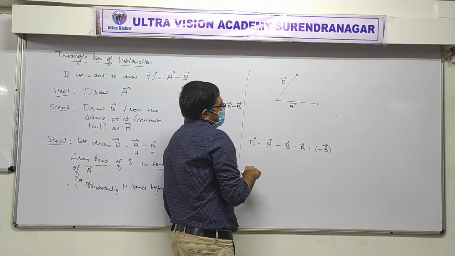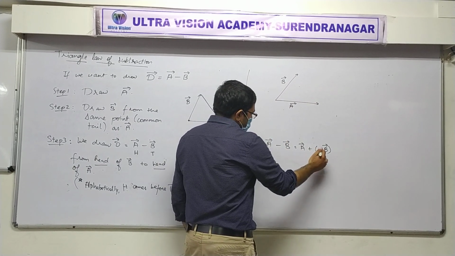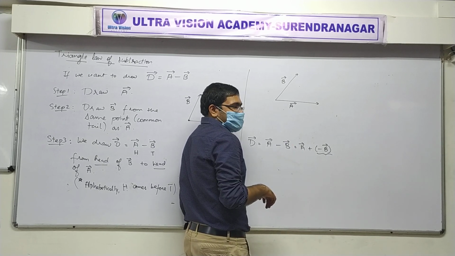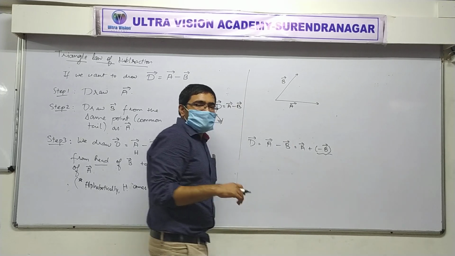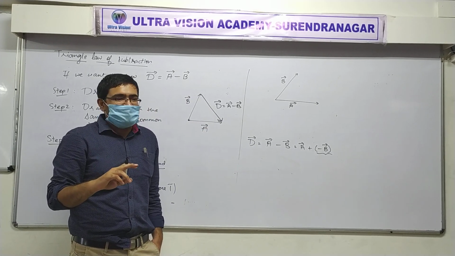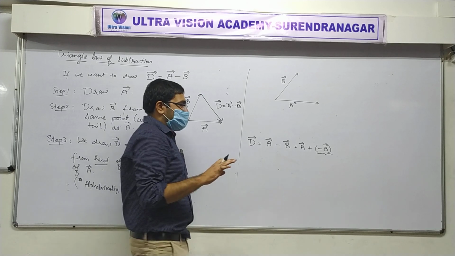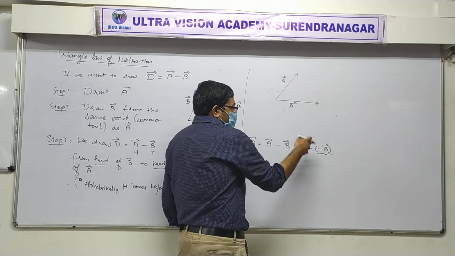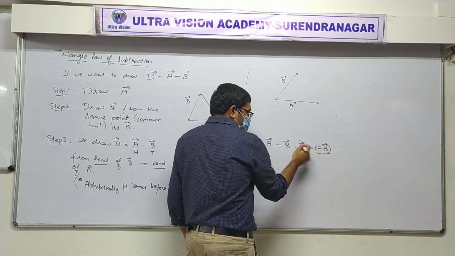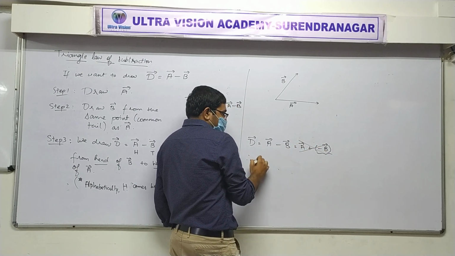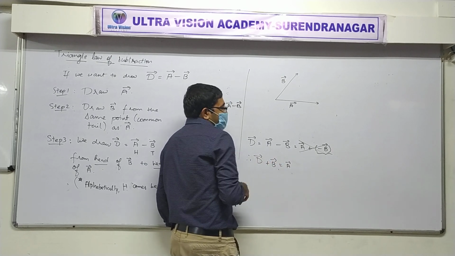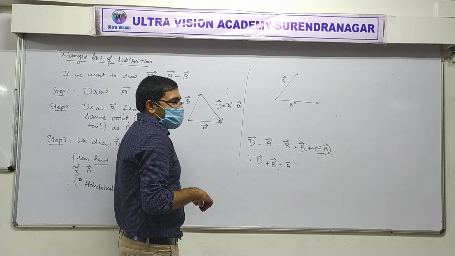So now, if I draw minus B vector, how to draw minus B vector? In the opposite direction of B. Correct or not? In the opposite direction of B. Alright? Sorry, I'm changing my plan. Excuse me. So D vector plus B vector should be equal to A vector. Correct or not? Sure?